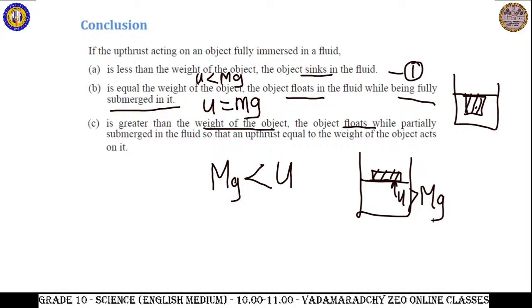So these are the three instances. If the upthrust is greater than the weight of the object, it will float on water. Second instance, if the upthrust is equal to the weight of the object, it will float fully submerged. And third instance, if the weight of the object is greater than the upthrust, the object will sink.